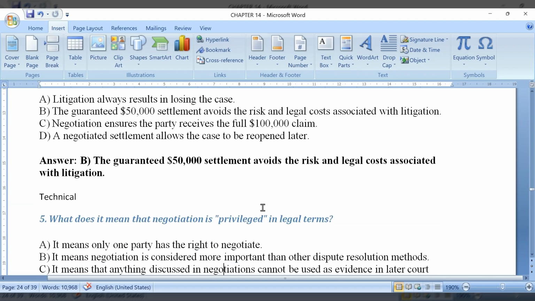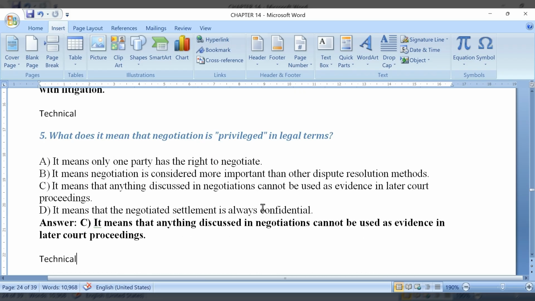Technical. 5. What does it mean that negotiation is privileged in legal terms? A. It means only one party has the right to negotiate. B. It means negotiation is considered more important than other dispute resolution methods. C. It means that anything discussed in negotiations cannot be used as evidence in later court proceedings. D. It means that the negotiated settlement is always confidential. Answer: C. It means that anything discussed in negotiations cannot be used as evidence in later court proceedings.